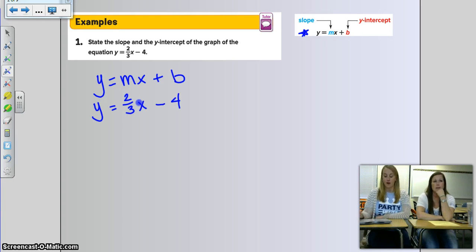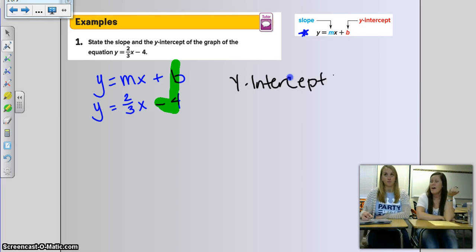Okay, so I see that my y-intercept is b, and in the position is -4. It's like there's no math involved. It's just like looking. Yeah, just line it up, right? All right, and then I see my coefficient of x is 2/3, so my slope is 2/3.